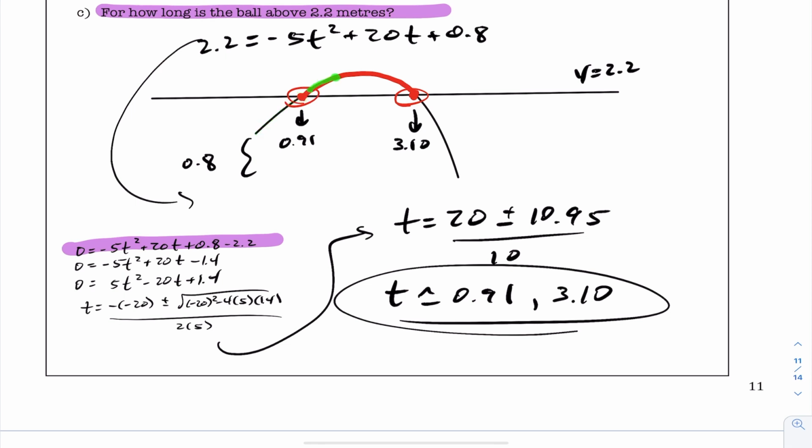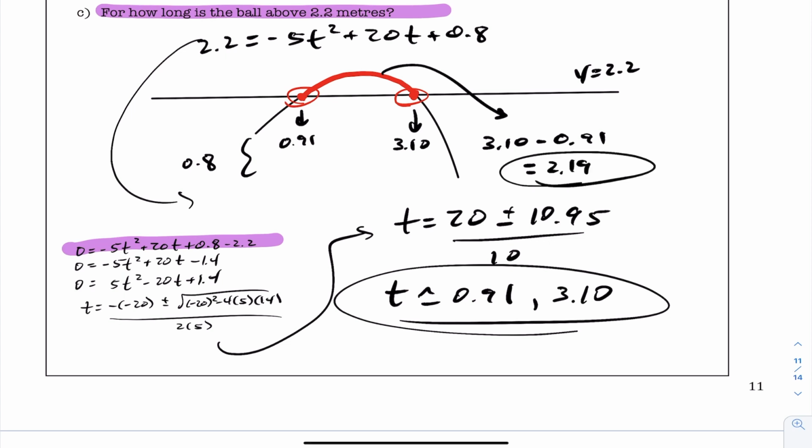Now I want to turn the clock on and measure all of this time here, and then stop it once I hit 3.10. So to find that length there, you take 3.10 subtracted by 0.91. That'll be the difference in those two times, 2.19 seconds. So therefore, this question here, the ball has been above 2.2 meters for 2.19 seconds.